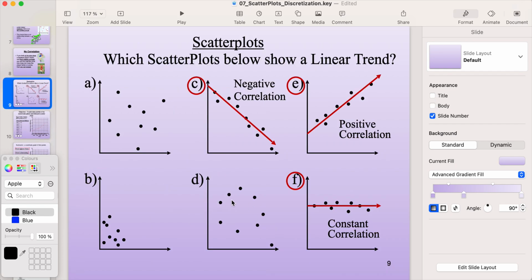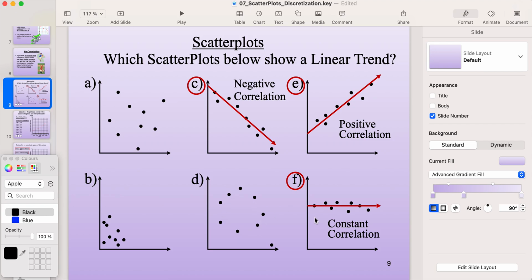So on the fifth example here, number D, we have points that appear to be in a circle, kind of like the clusters we have seen, which have a round shape. There is no linear trend here.